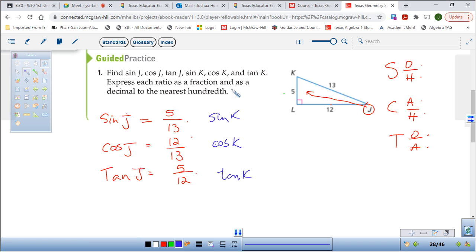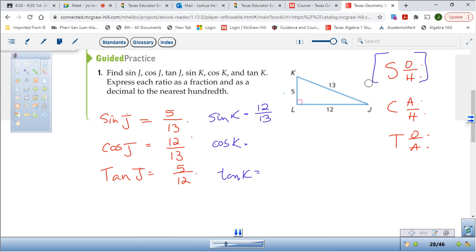Here we go, ready? Sine of K. Let's look at sine of K. Anybody? Sine is opposite over hypotenuse. We're talking about K, which is opposite. Anybody? Opposite over hypotenuse. Good job, Josh. Anybody else? Come on. Let's go, guys.